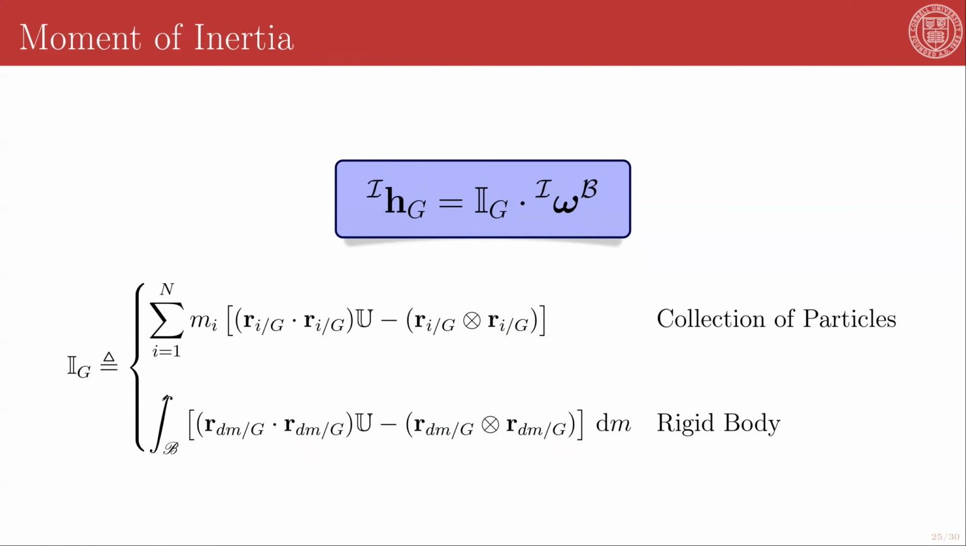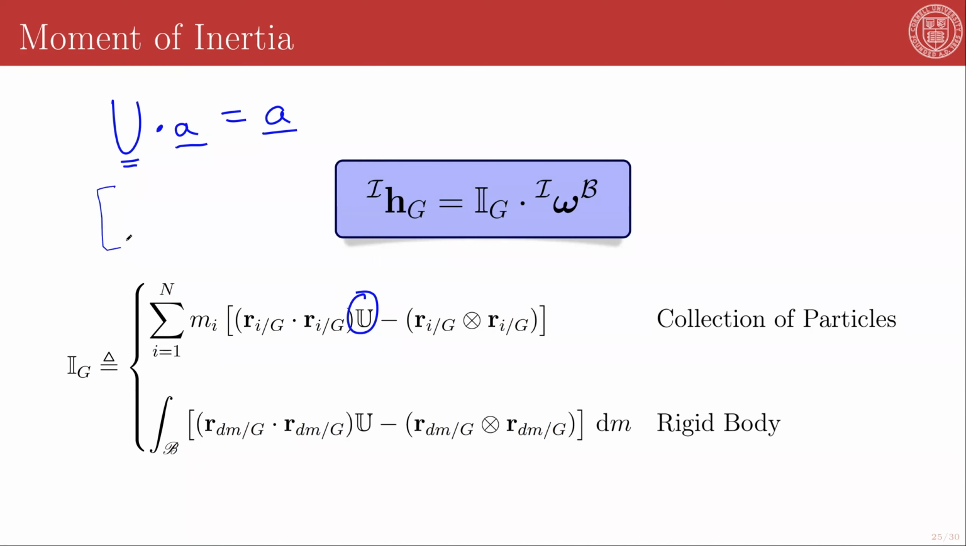And after a bit of derivation, it can be shown that IG has the mathematical form of this expression for a collection of particles, and that again turns into a solid body integral when you're talking about a rigid body. U here is the unity dyadic. The unity dyadic is the unit element of the dyadic vector space, such that any vector of the Euclidean vector space dotted into the unity dyadic, you'll note that I'm using 2 underbars to represent the dyadic, gives you back the original element. So that's why it's the unity element.